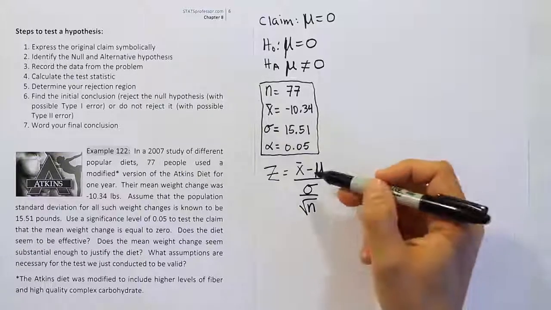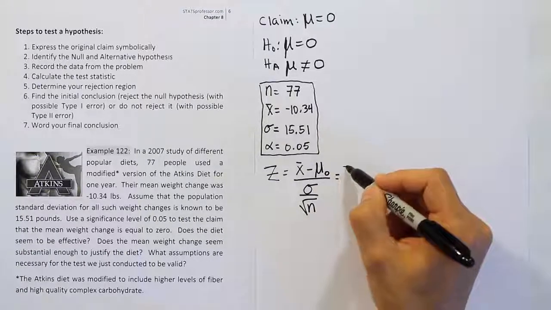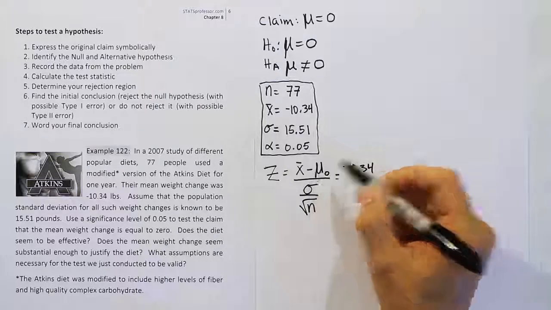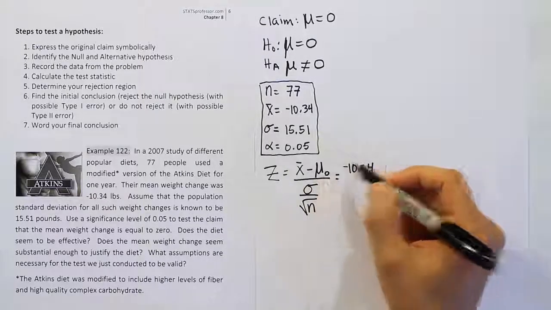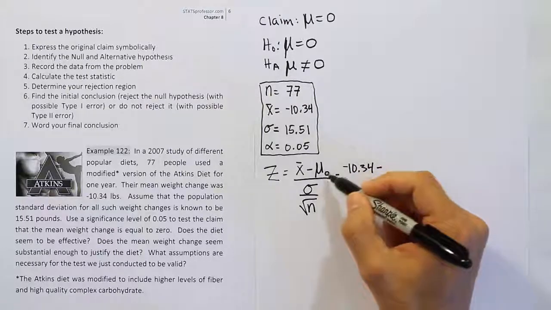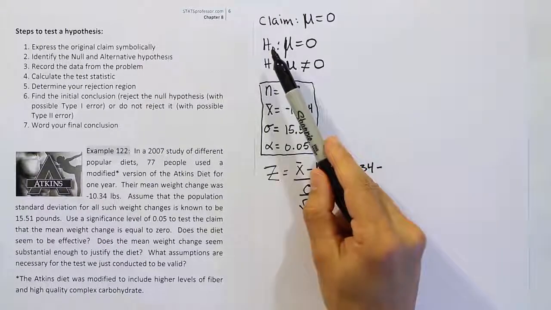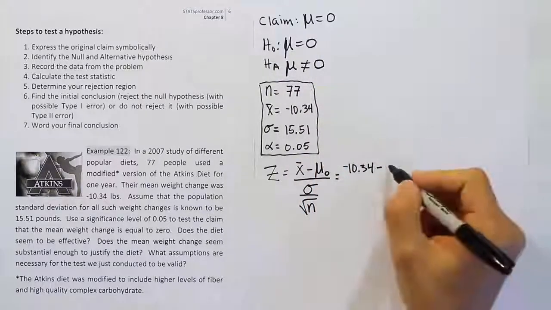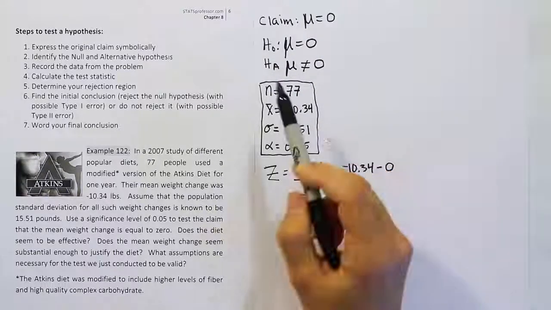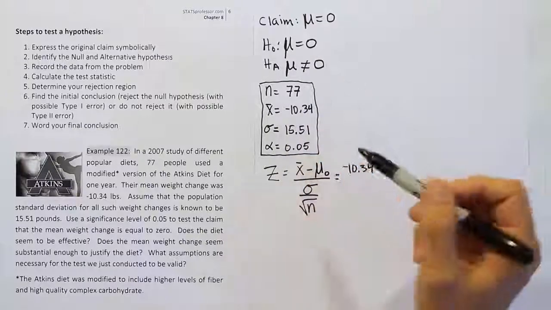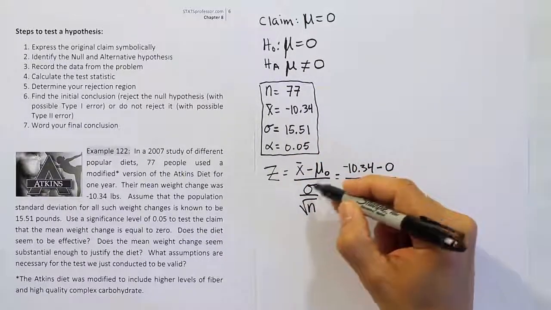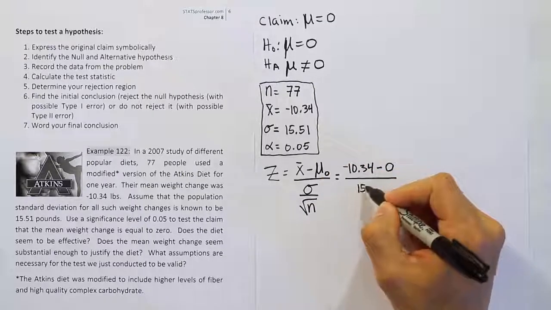Okay, so let's fill in what we know here. The sample mean is negative 10.34. Then we have this quantity here, minus mu sub 0. Minus mu sub 0 is the value that we take from the null hypothesis, H sub 0, and that's going to give you 0 in this particular case. The number in the null is 0. When we're done with that, we're going to draw a fraction bar. We're going to do sigma, which was 15.51.